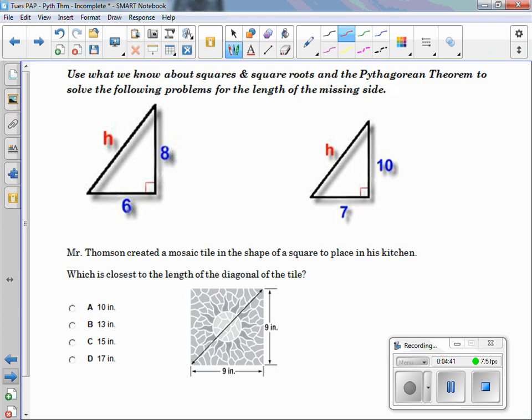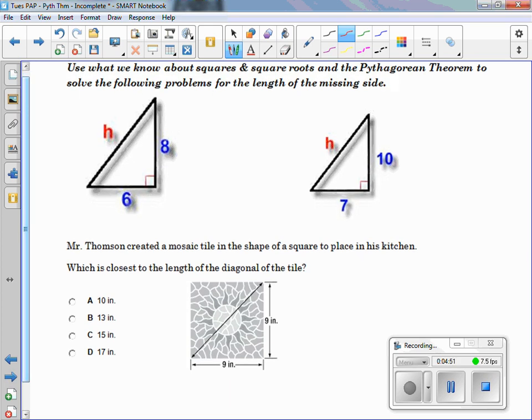So we're going to use what we know about squares and square roots in the Pythagorean theorem to solve the following problems for the length of the missing side. Now these are all right triangles with the hypotenuse missing. So we're going to do a squared plus b squared equals c squared. And we're going to put 6 in and 8 in, and I don't know my hypotenuse. So 6 squared is 36, 8 squared is 64, and I don't know h squared. 36 and 64 make 100.